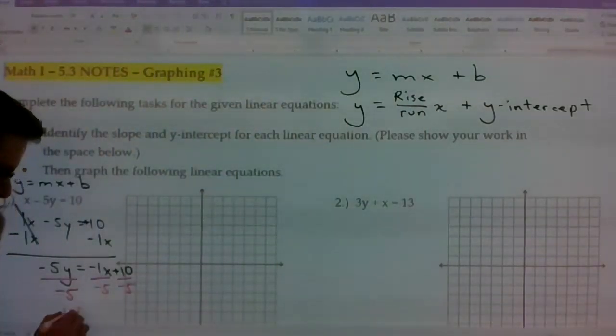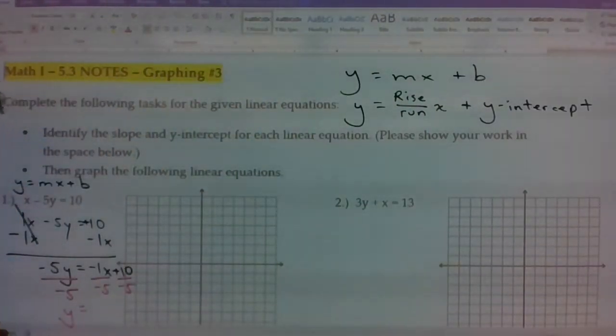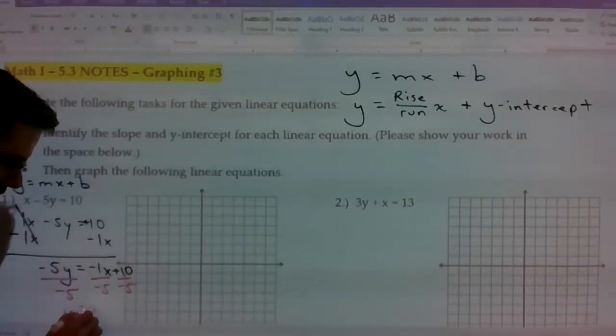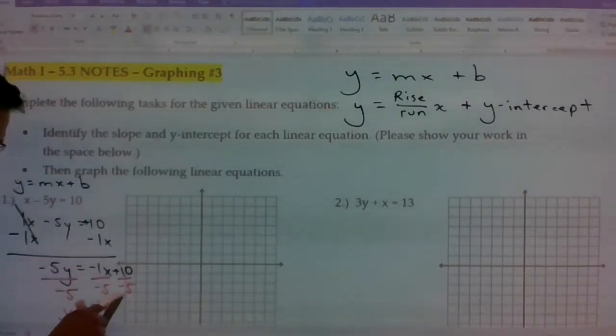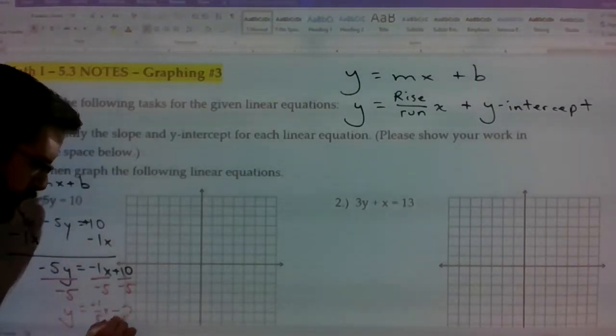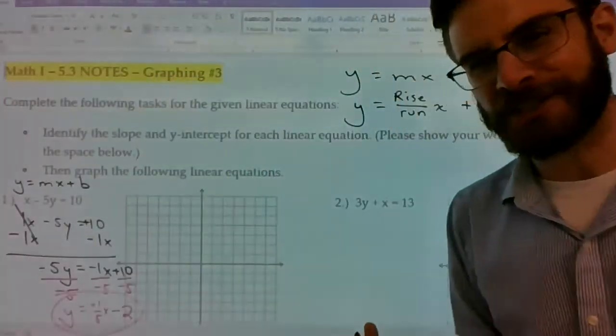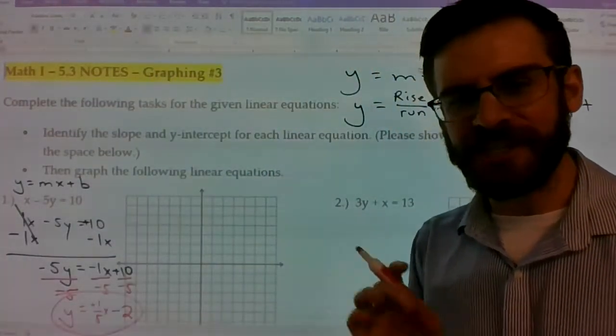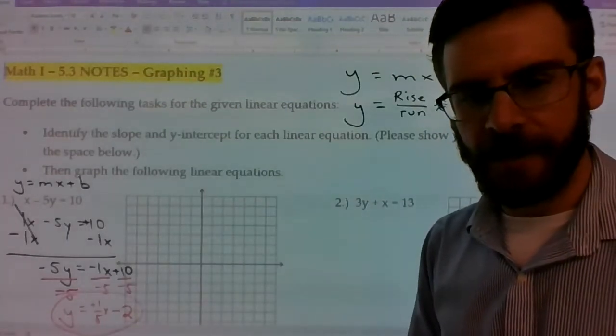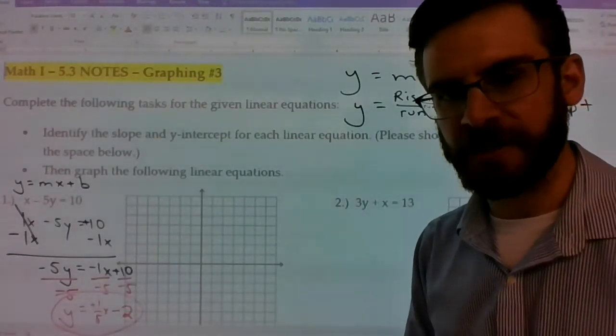At any rate, I don't think it's too complicated to see that if I divide the left-hand side by negative 5, it's going to be divided twice on the right. A negative divided by a negative is a positive 1/5 x. Positive 10 divided by negative 5 is negative 2. Okay, so that took a long time. It shouldn't take that long. I just needed to explain each step as thoroughly as I can.